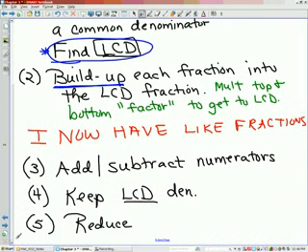Now, after you've built up the fractions, you now have like fractions. And we go back to the rules of like fractions, which is you add or subtract numerators, always keep your denominator, and then you fully reduce your answer.